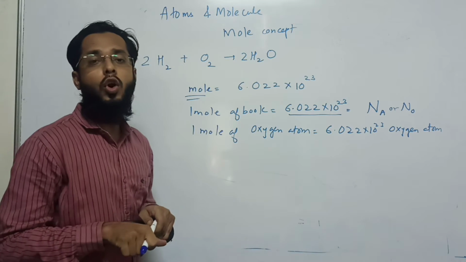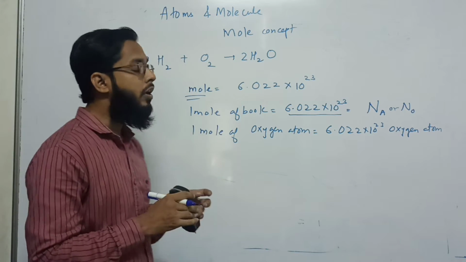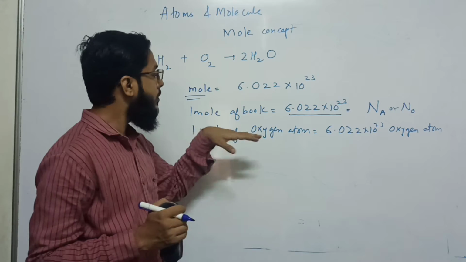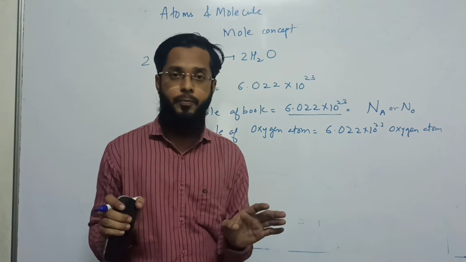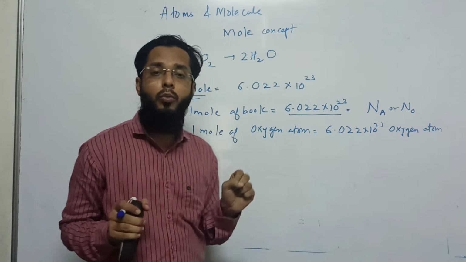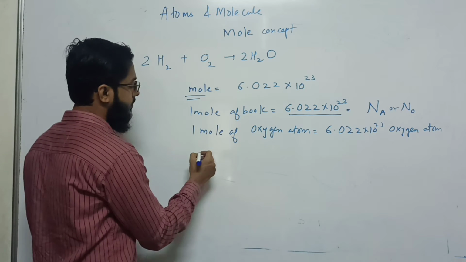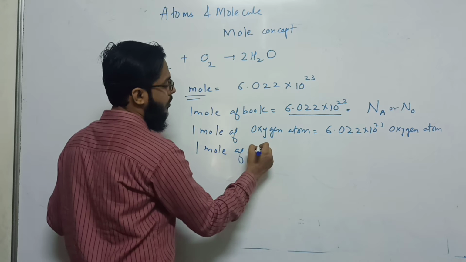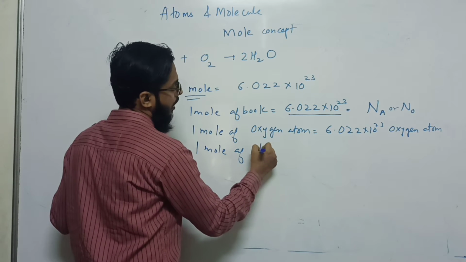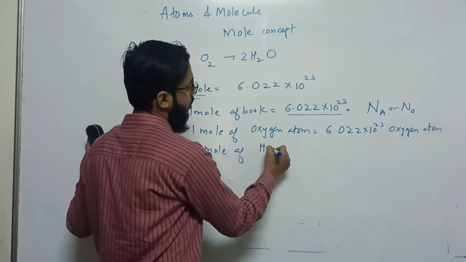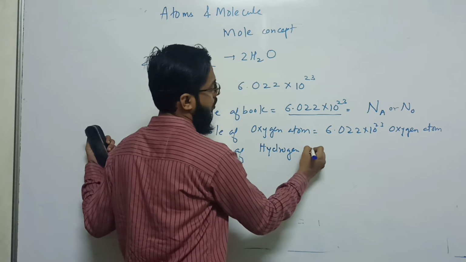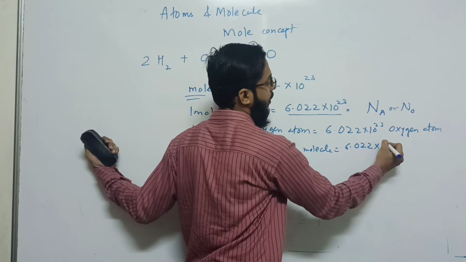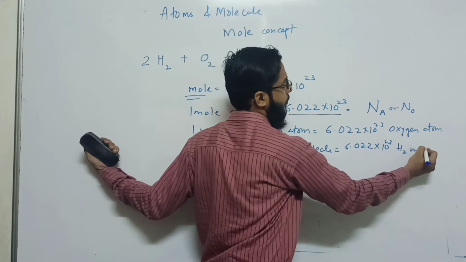And there is also one advantage: the mass of 1 mole. What is 1 mole? 1 mole is just a number. But the mass of 1 mole is also fixed. First let me give an example of 1 mole: 1 mole of hydrogen molecules will always be 6.022 into 10 to the 23 H2 molecules.